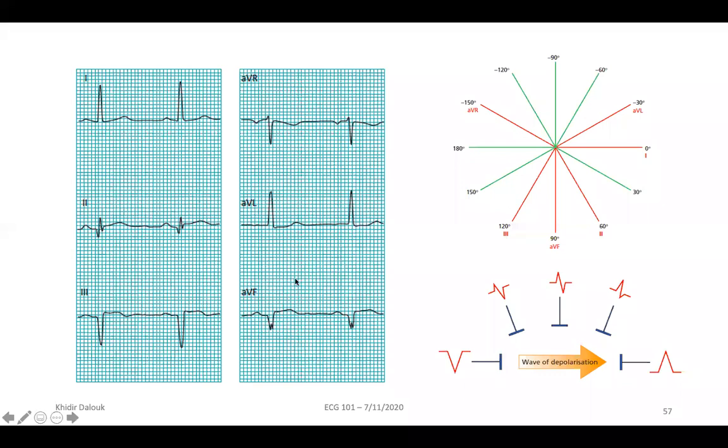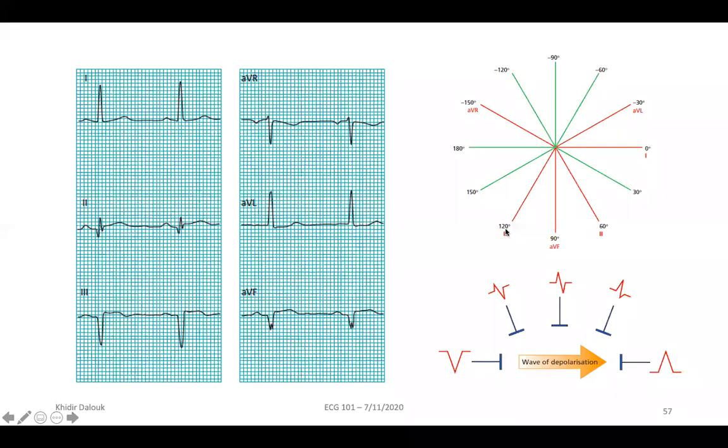Look at lead AVF, and lead AVF here is negative. If AVF is negative, that is telling you that this activation wavefront is going away from lead AVF. It's not going towards it. If the activation wavefront is going towards a lead, that lead should be positive. This is the general rule here. If you're going towards the lead, you're positive. If you're going away from the lead, you're negative.